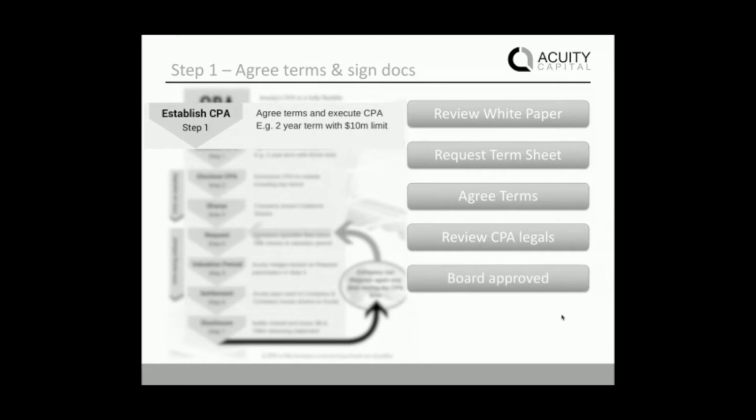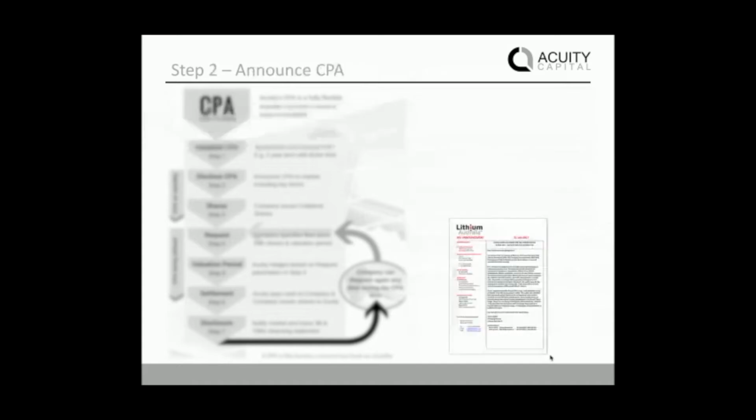Then it obviously needs to have the board approve the CPA agreement itself, and then you execute the legals. Once we execute the legals, it's binding, and that brings us to the next part, which is announcing the CPA. This is actually step 2. The first part is to go through the legals with your lawyers and whatnot. It typically takes roughly 2 weeks, depending on the law firm. As I said, we can get documents to you straight away.